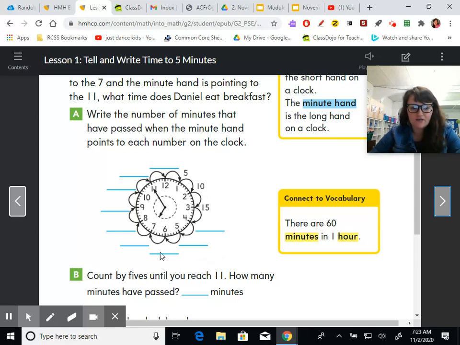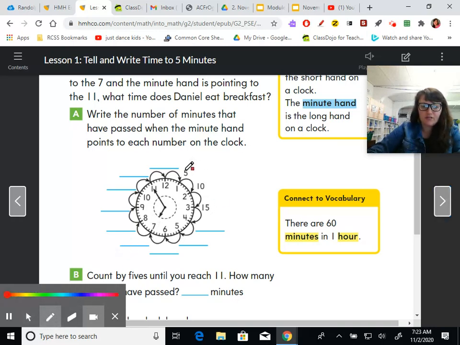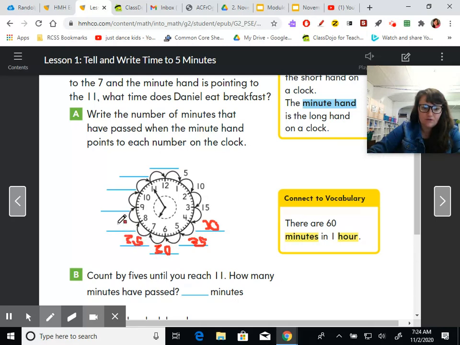So now we know it's a 7, right? So they've already got it started. They've got 5, 10, 15. What are you counting by? 5. So 5, 10, 15, 20, 25, 30, 35, 40, 45, 50, and you keep going until you run out of lines. 55, 60, or 0, because there are no more minutes past the hour.